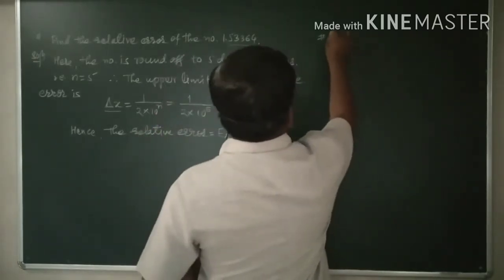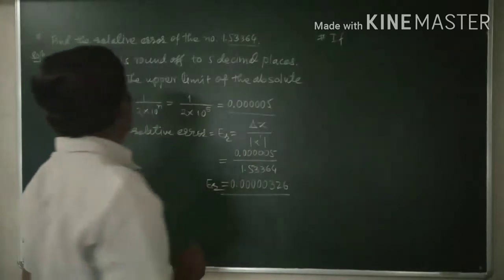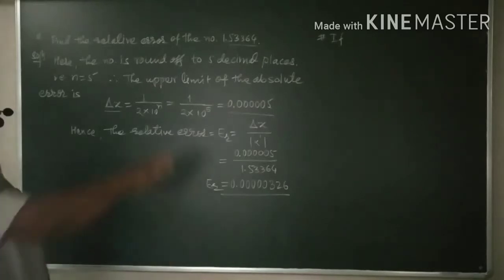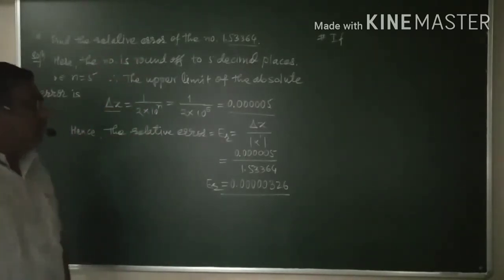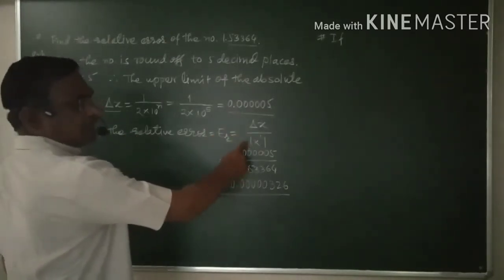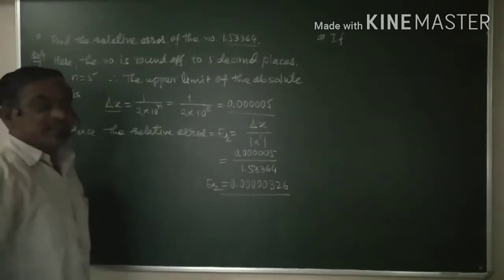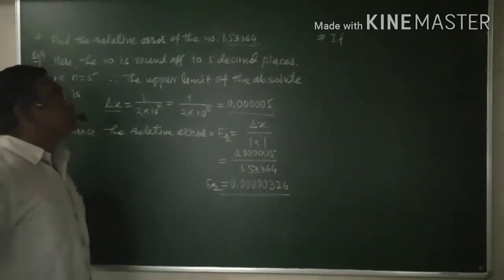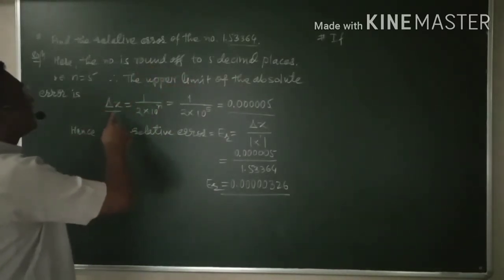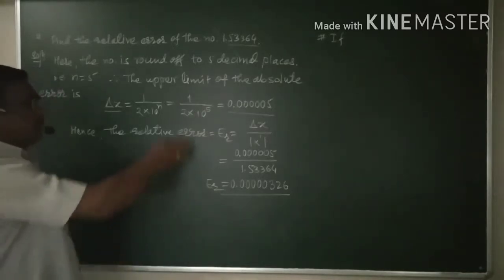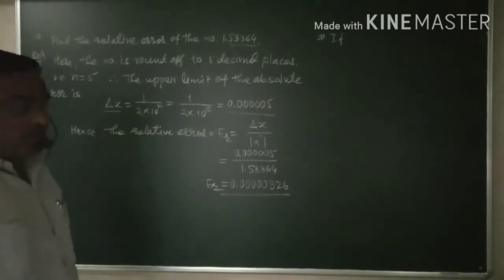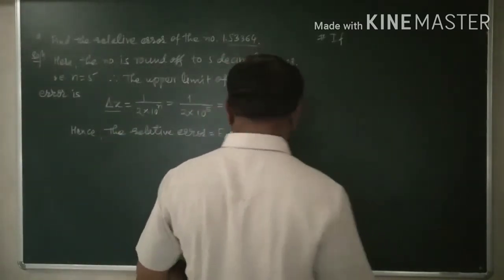This is the second type, the first type being to find the relative error. Here you are given only a number, and you are asked to find the relative error. The formula for relative error is del x upon absolute value of x dash. And how to obtain del x? We have learned that the upper limit of absolute error is del x equal to 1 over 2 into 10 raised to minus n. Use it in the formula and you will get the relative error.